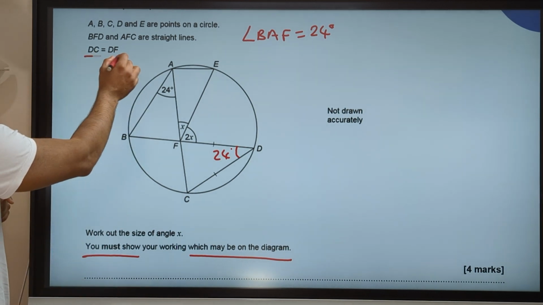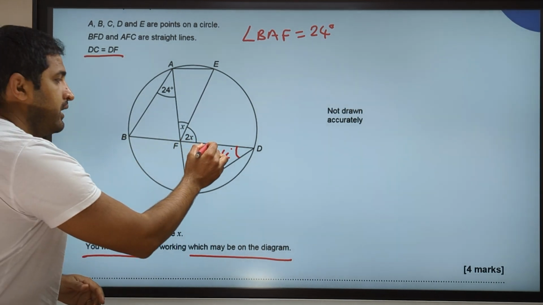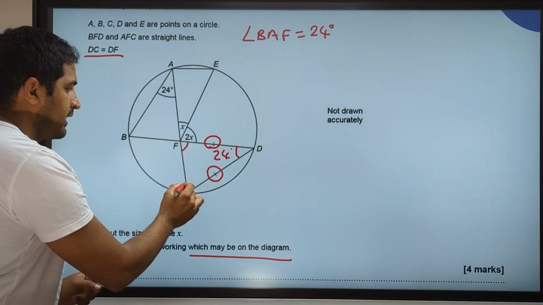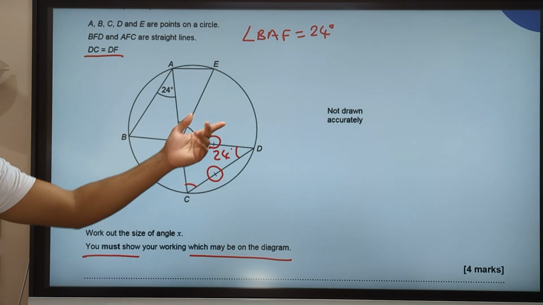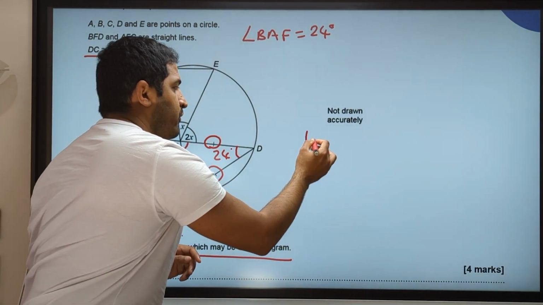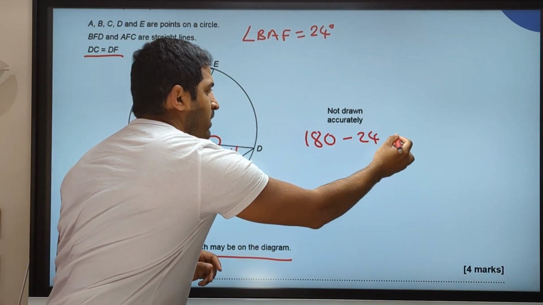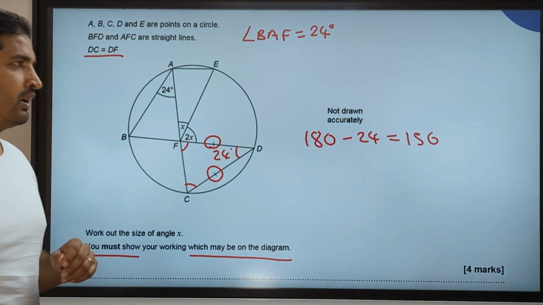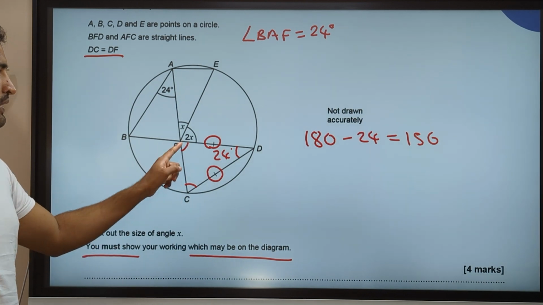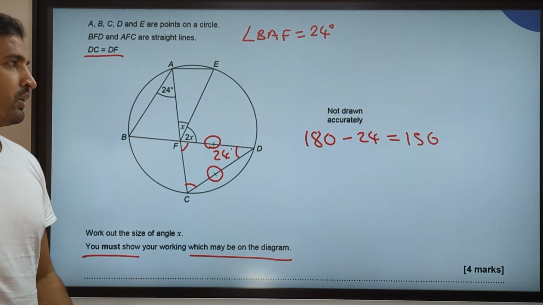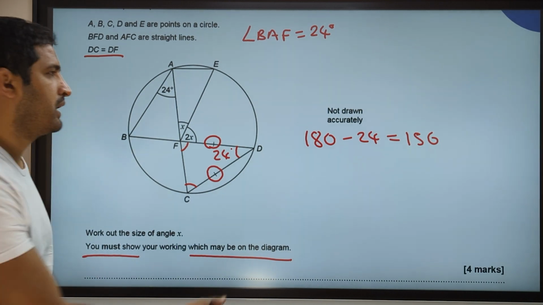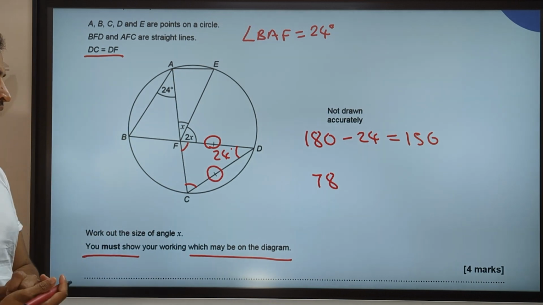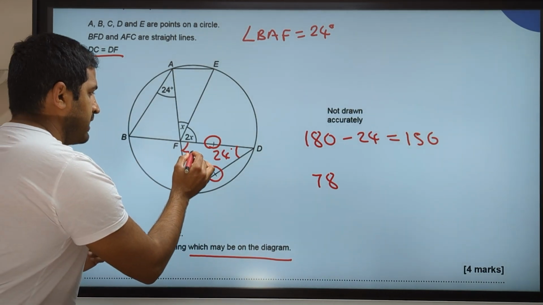Another mark is this fact here that's been given to us. This line here tells you these 2 angles are exactly the same, which means I can write down the working out. I'm doing 180 take away 24, and that gives me 156. Okay, so I need to split 156 between these 2 angles here. So if I split 156 between these 2, we get 78. So I get 78 here, 78 here. So that angle there is 78.